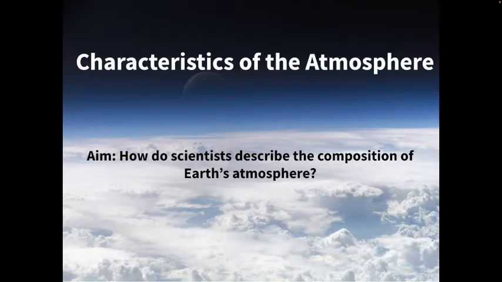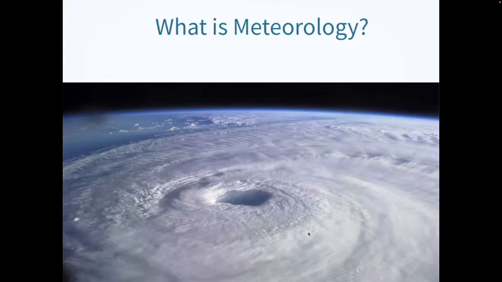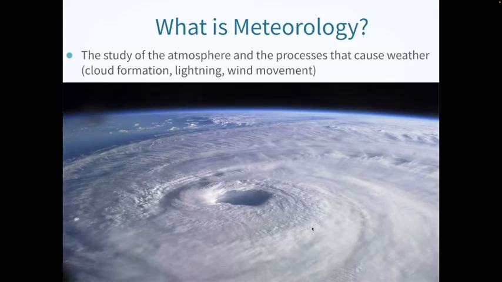How do scientists describe the composition of the Earth's atmosphere? Alright, number one, let's start out with what is meteorology. Meteorology is the study of the atmosphere and the processes that cause weather, which include things like cloud formation, lightning, wind movement, as well as rain, snow, and that kind of stuff.